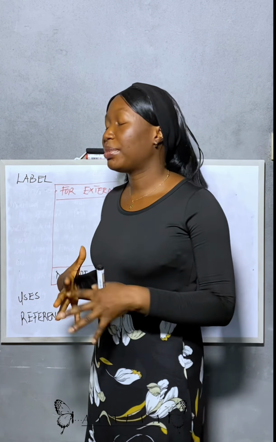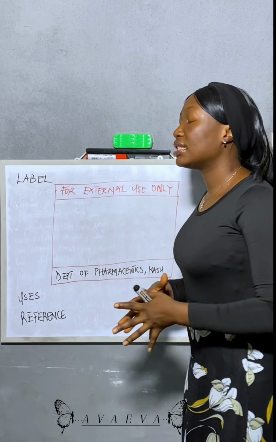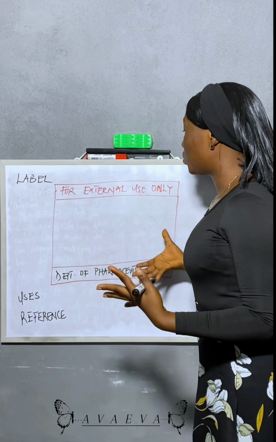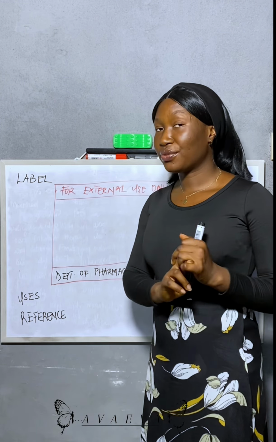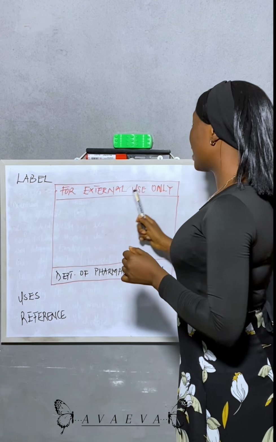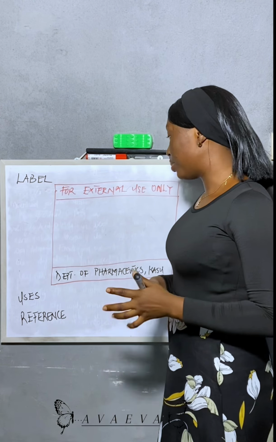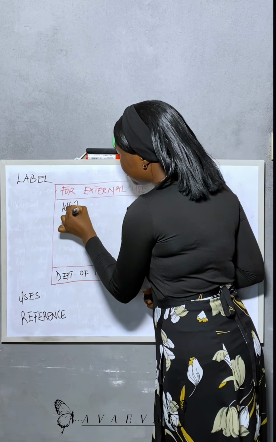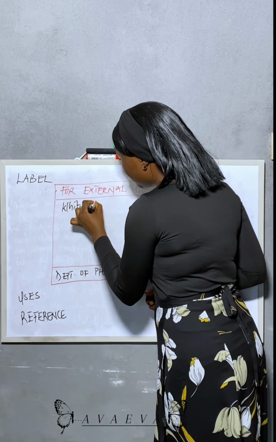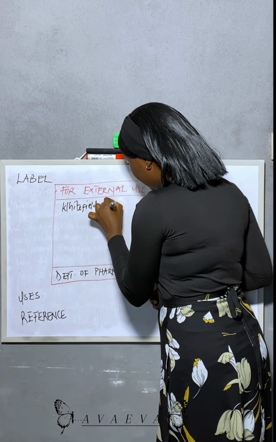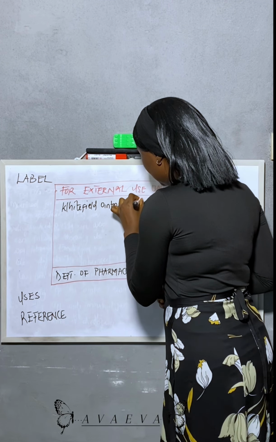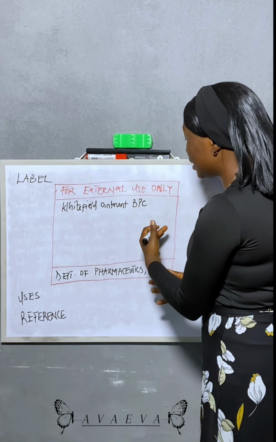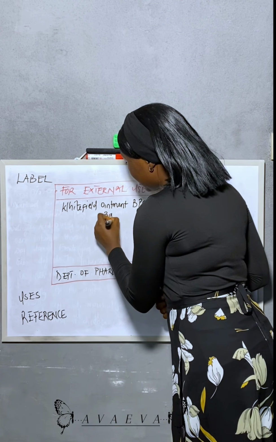Lastly, for our label, we have these. Ointments are also external preparations, so our border is with a red ink. Do not forget, for external use only, which is our auxiliary label. Now, what we have is Whitfield ointment, BPC. Since it's a BPC product, an official product, you write it down this way. We're asked to send 3 grams.